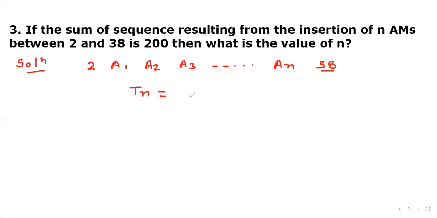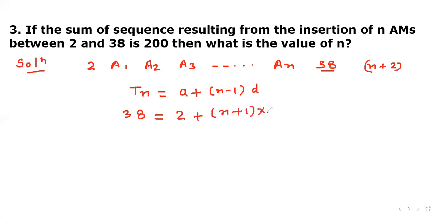Tn equals a plus (n minus 1) into d. So here 38 equals a, which is 2, plus the total terms are n plus 2, so this will become (n plus 1) times d. From here, 2 will go to the LHS, this will become 36, and then divide by n plus 1. So d equals 36 divided by n plus 1.